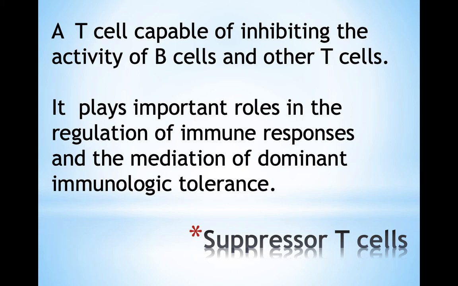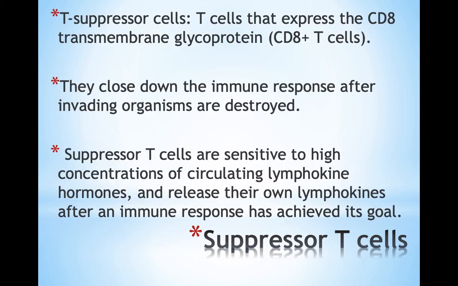So suppressor T cells also are MHC class 1 restricted cells. They act on antigen presenting cells in a contact-dependent manner, and they can make helper cells very tolerogenic. So T suppressor cells, in terms of additional description, express the CD8 transmembrane glycoprotein. So they are CD8 positive in terms of cell surface protein.